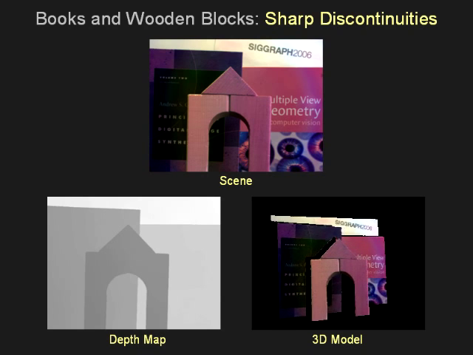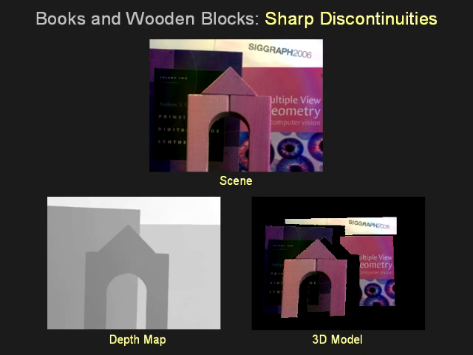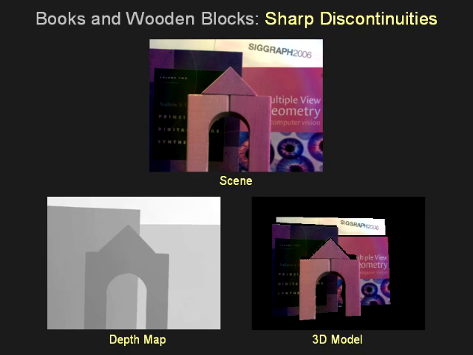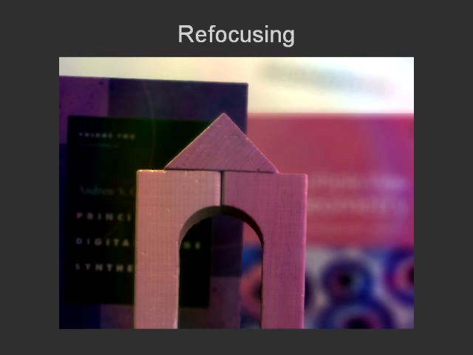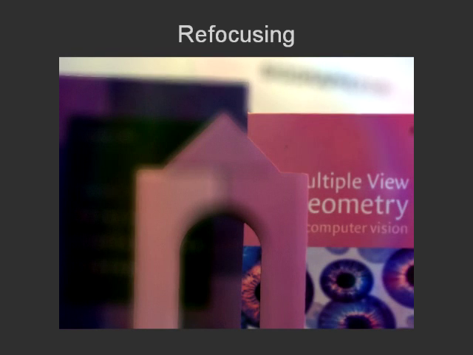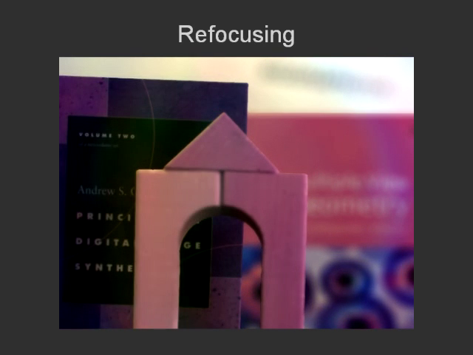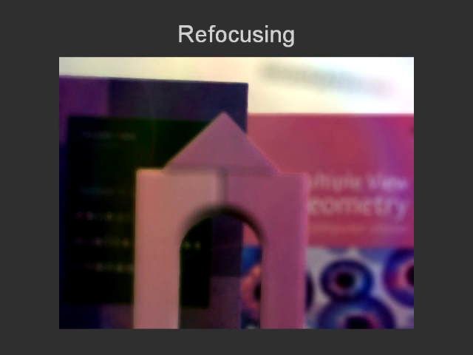The scene is now texture mapped. Using the computed scene geometry, we can synthesize images of the scene with different focus settings. Notice how different scene regions go in and out of focus based on their depth.